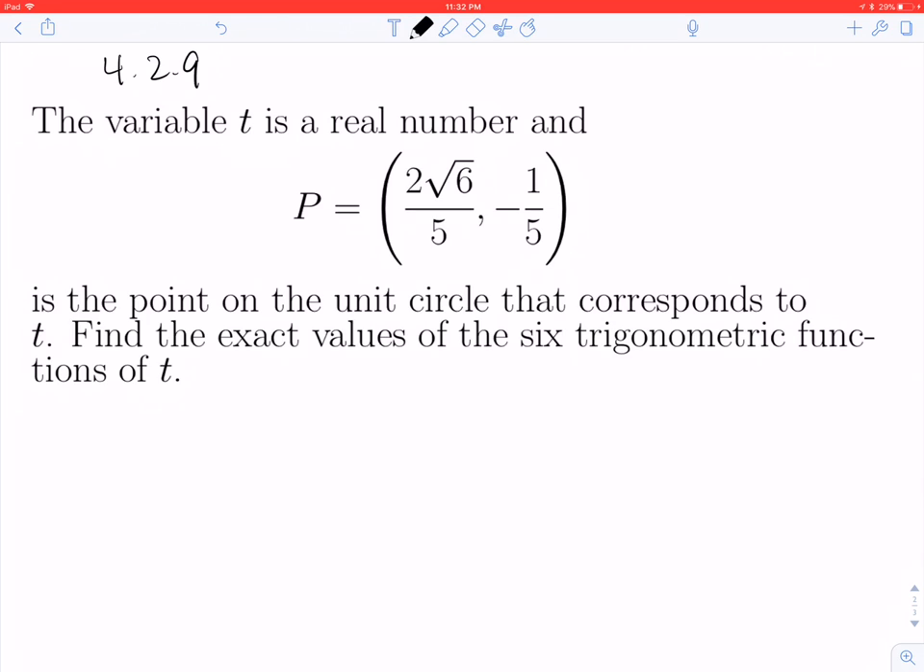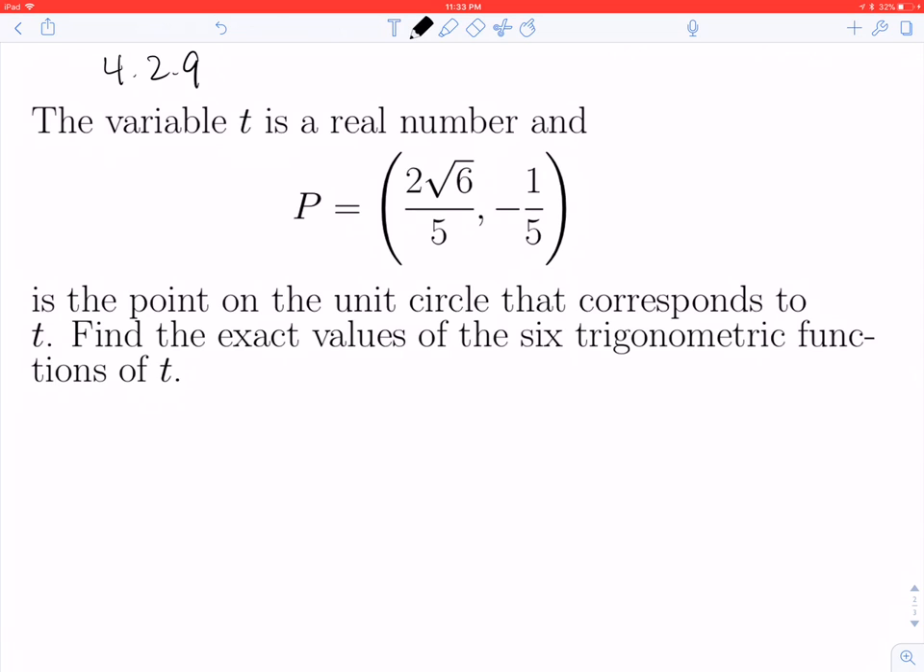This comes from, I think, Pre-Calculus Essentials by Lial, Hornsby, and McGinnis. It comes from section 4.2, question number 9. The question states: the variable t is a real number, and we have that P, the terminal point, is given as such. It is a point on the unit circle that corresponds to t. The charge is to find the exact values of the six trig functions of t.